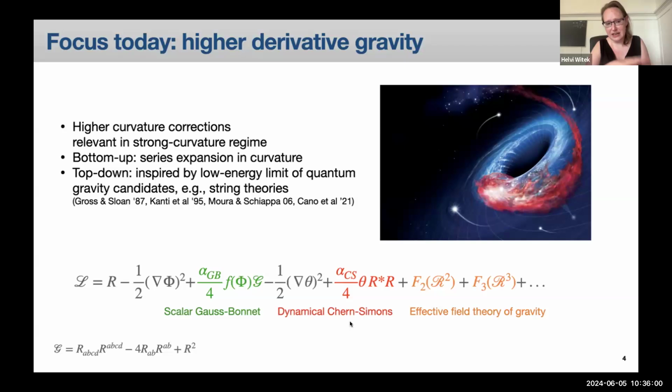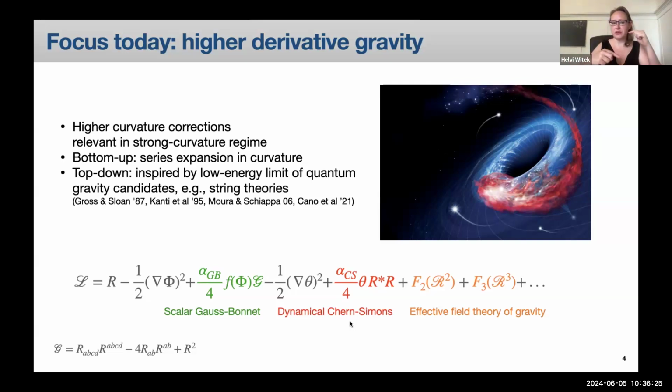So you can take Einstein with your Einstein-Hilbert term, so just the Ricci scalar, as your lowest order term in a series expansion in higher curvature, and add terms that are curvature squared. This is something that we would probably call a bottom-up approach, building from the bottom up to think about what could be a complete theory.